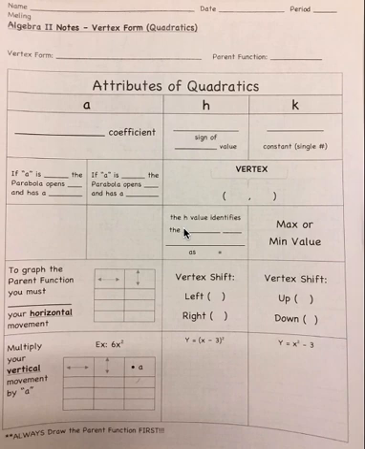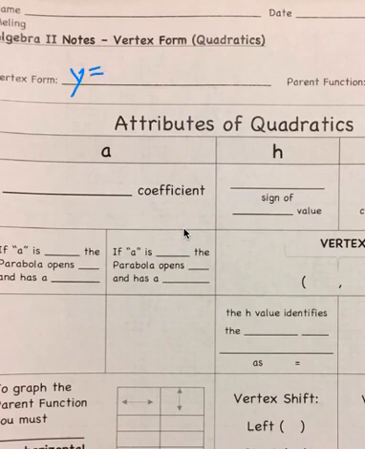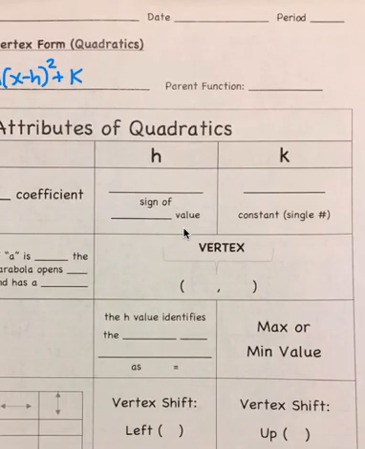Vertex form of quadratics today. This is our second lesson on quadratics. So our vertex form, if you remember, is y equals a times x minus h, the quantity squared, plus k. So it looks a lot like our vertex form for absolute values. The only difference is for quadratics you have parentheses and a squared sign, whereas with absolute values you just have the absolute value symbols. Our parent function is just y equals x squared.